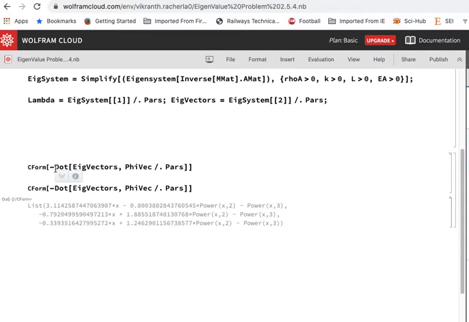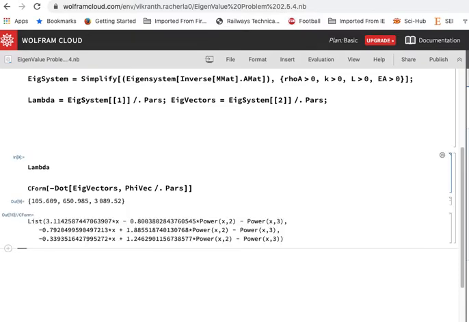So first, I don't need this, so not the CForm. So see, you have eigenvalues and eigenvectors. For this particular problem, for the 3-parameter approximation solution, the eigenvalues come out to be 105.6, 650.985 and 3089.52. So now you can actually copy this. As you can see, it is saying copied to the clipboard, and you can paste it anywhere you want.